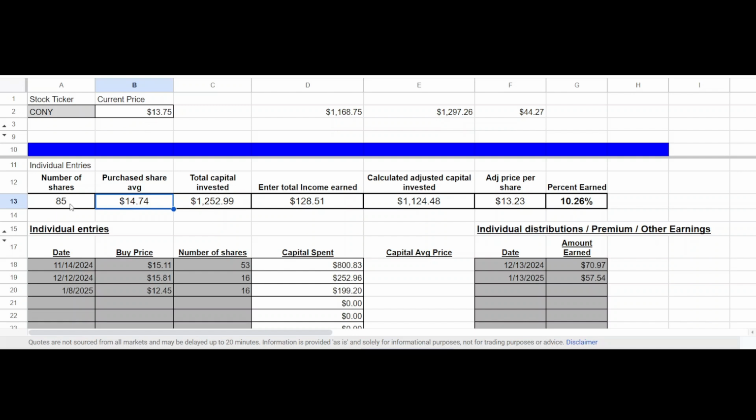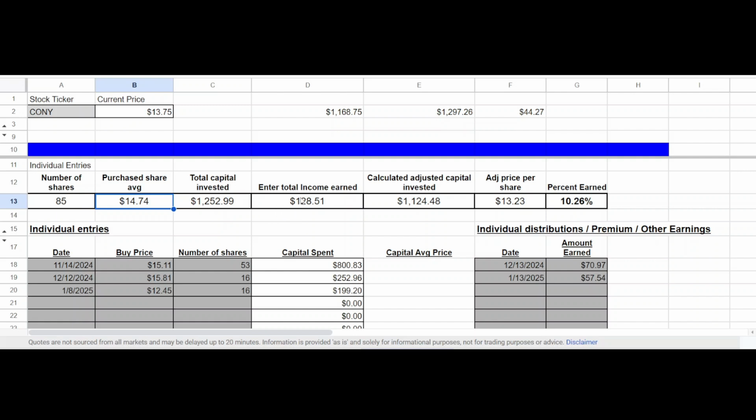So it looks like you're under about $85. It's $14.74, and the current price is $13.75, so you're about $1 under the current price. At 85 shares, that would be $85, so it looks like you're $85 under. But what you have to keep in mind is you have earned distributions.